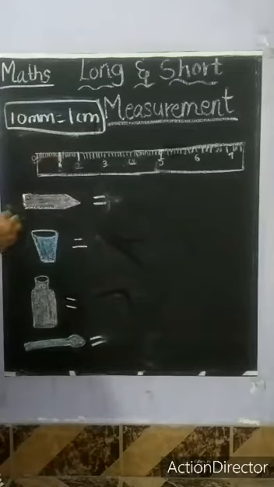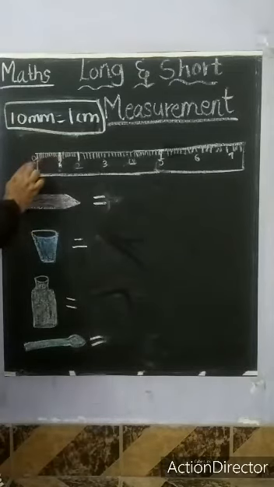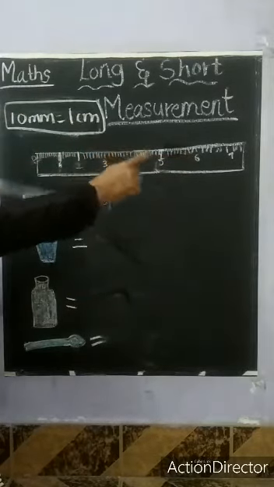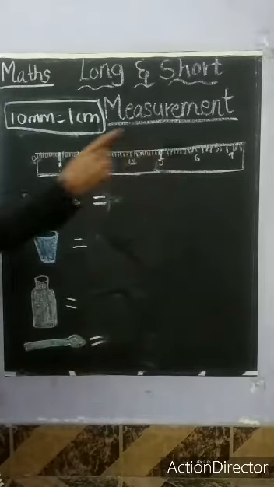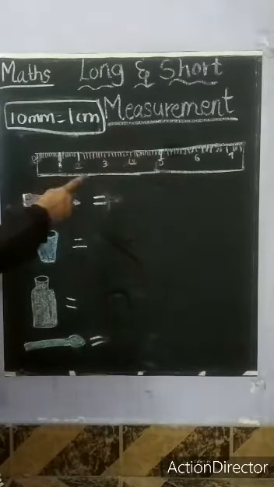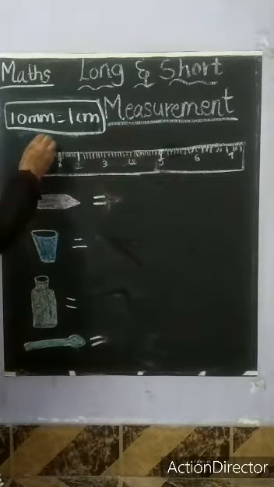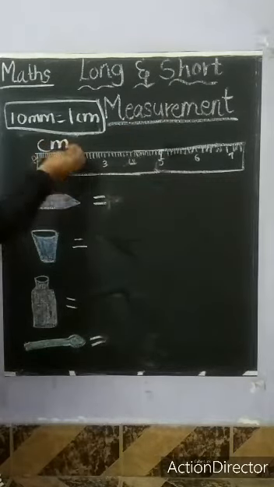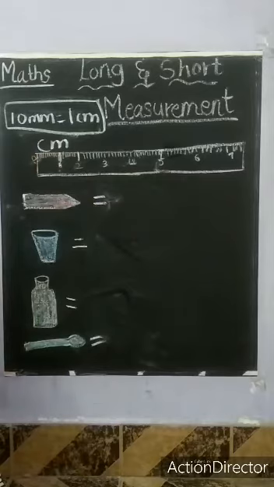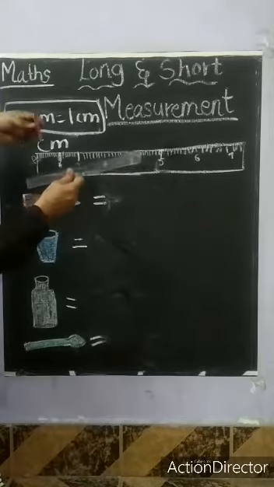Now you can see the scale I have with me goes from 0 to 30. This centimeter we write as cm in short form. Centimeter short form is cm. We can use this scale to measure the length of different objects. So let's start. Now see the length of this crayon.